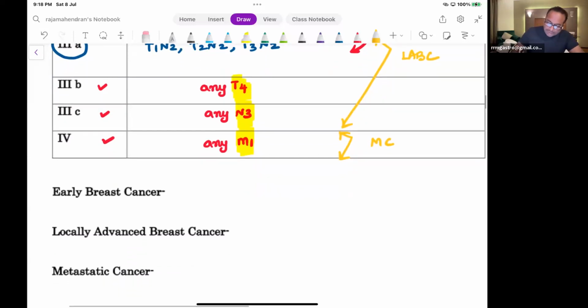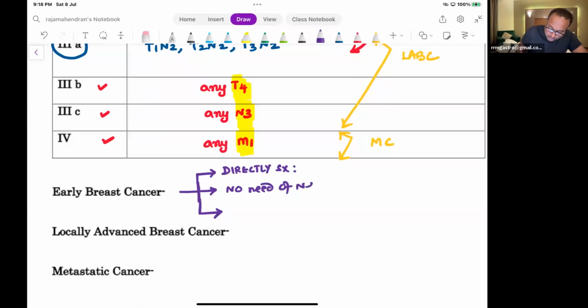Why? Because my management is going to be very simple. If it is early breast cancer, what will be my management? Can you tell me? 3 important salient points I want to tell if it is an early breast cancer. Early breast cancer means I will take it directly for surgery. In other words, no need of neoadjuvant therapy.